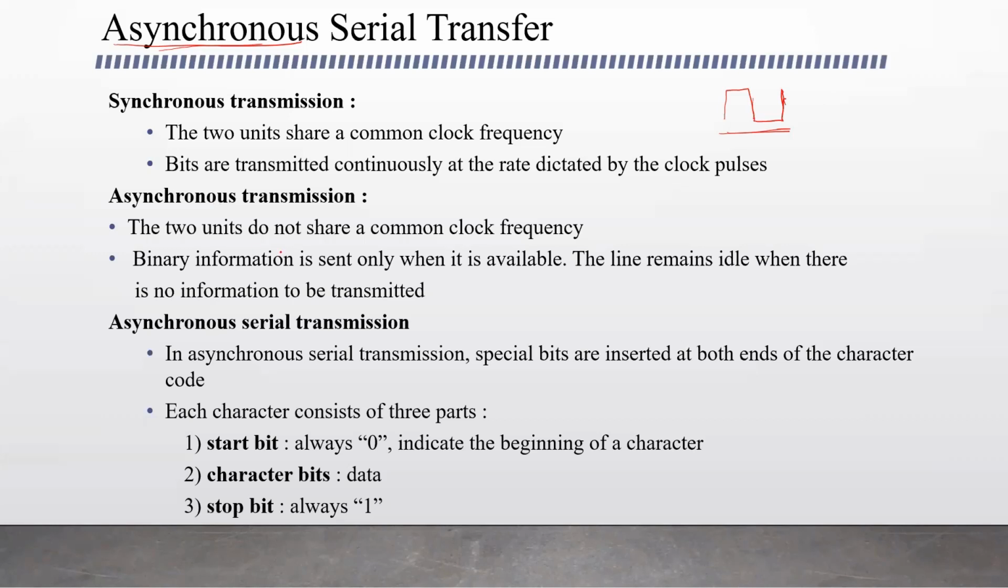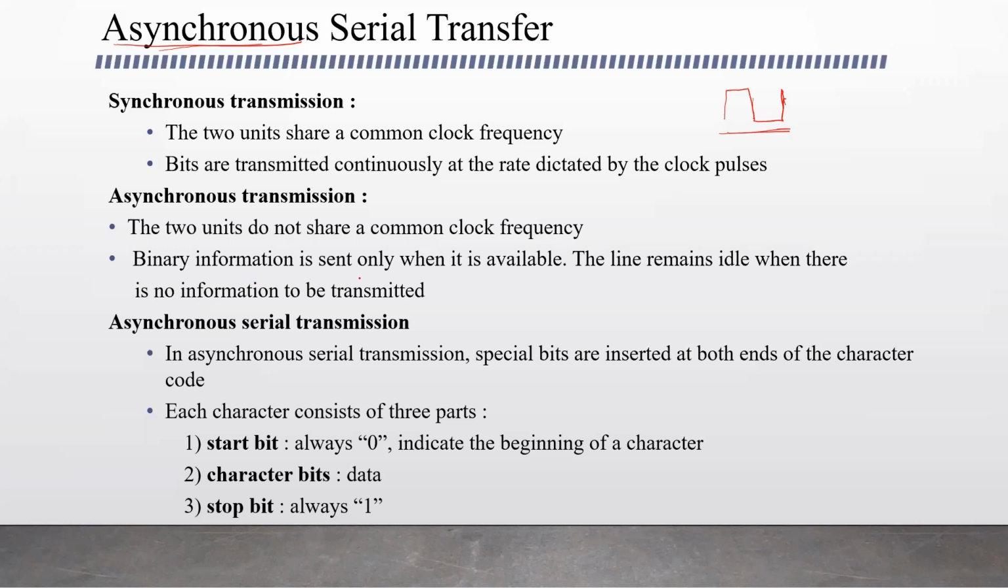Asynchronous transmission is where the two units do not share a common clock frequency. Each unit has its own clock. The operations are performed using their own clock, so there is no synchronization. So we call it asynchronous transmission.